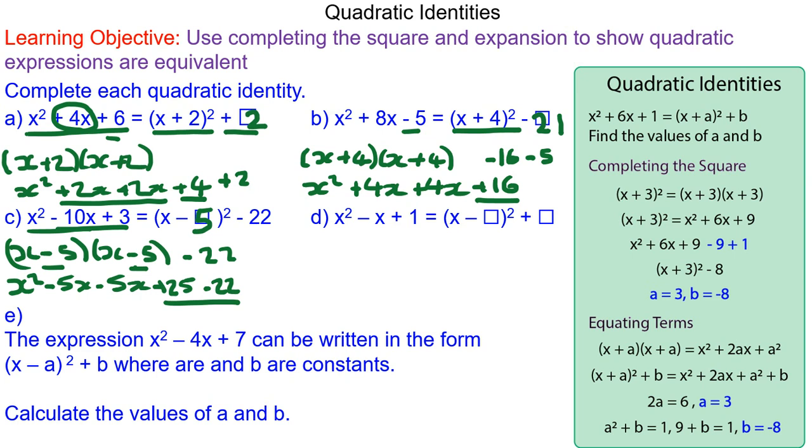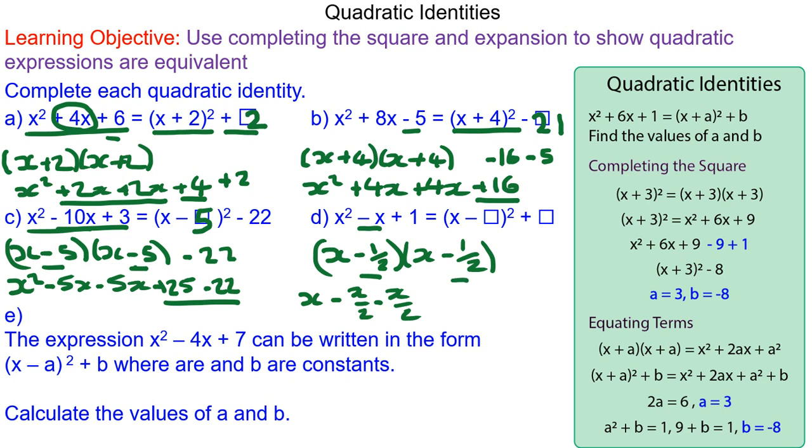For question D, slightly more difficult because this is now an odd number, as in negative 1. So we'll halve negative 1 to make minus 1/2. And we will multiply this by itself. So we have x minus a half, x minus another half, and negative times a negative would make a positive, and that would be 1/4. Now we need to go from 1/4 to 1, so we have to add 3/4.